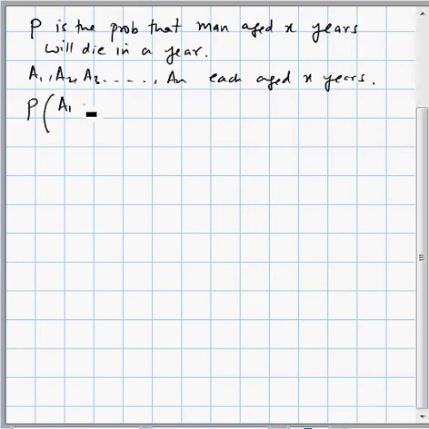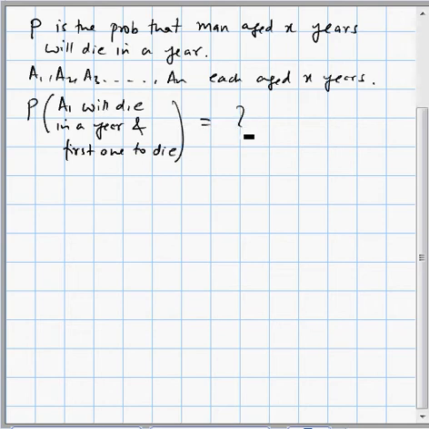that A1 will die in a year and be the first one to die. Right? So this is what we are supposed to find in this question. A1 will be the first one to die in the next 1 year. That's what we have to find the probability of.